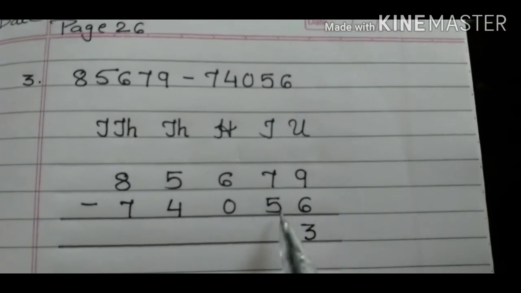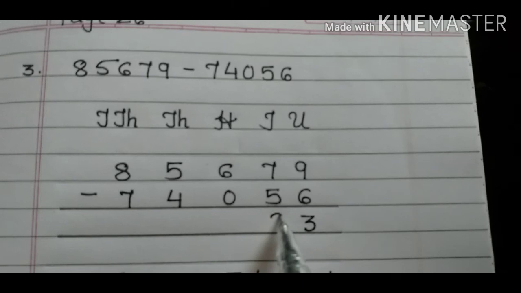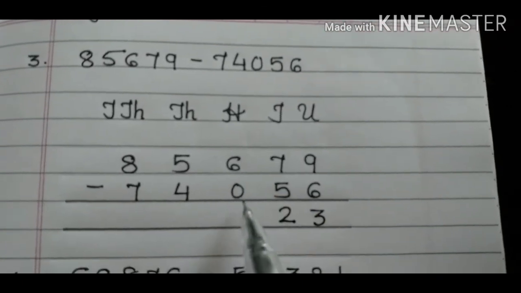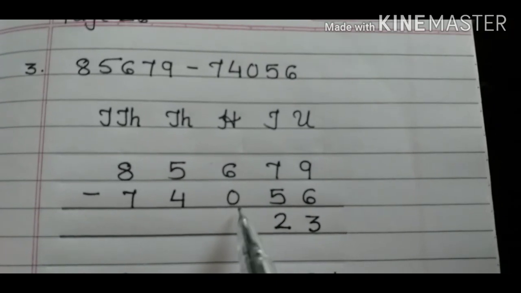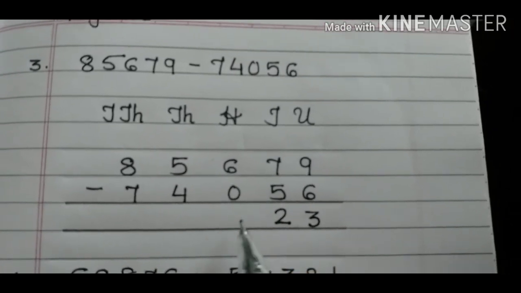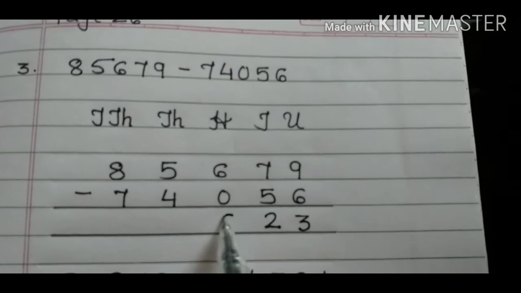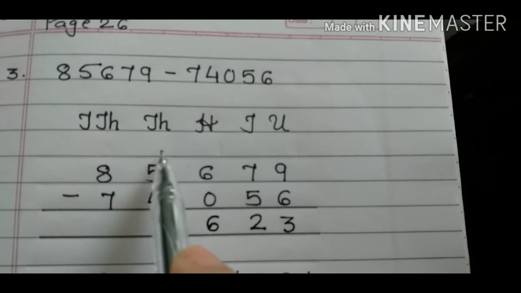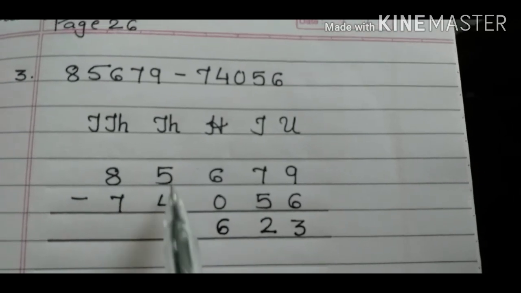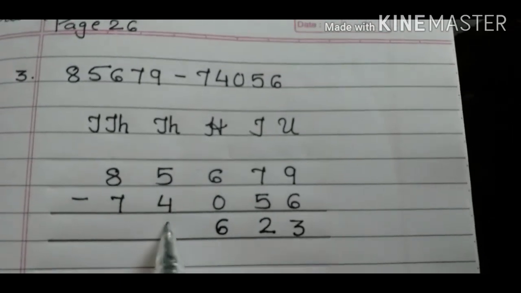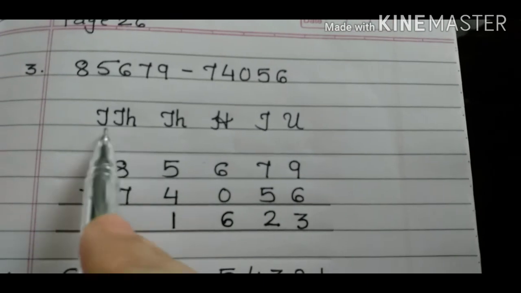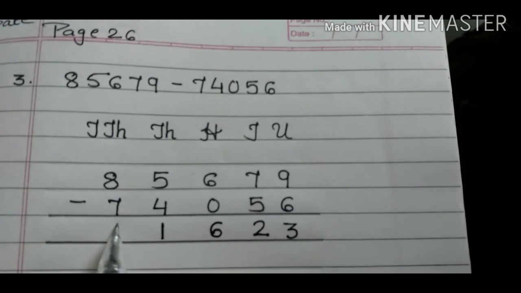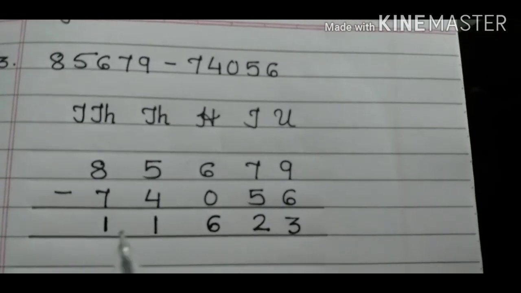In tens place 7 minus 5. 7 minus 5 is 2. So write down 2 in tens place. In hundreds place 6 minus 0. So you know that when 0 is subtracted from any number, the answer will be that number itself. So write down 6 in hundreds place. And in thousands place 5 minus 4. 5 minus 4 is 1. So write down 1 in thousands place. And in 10,000s place 8 minus 7. 8 minus 7 is 1. So write down 1 in 10,000s place.